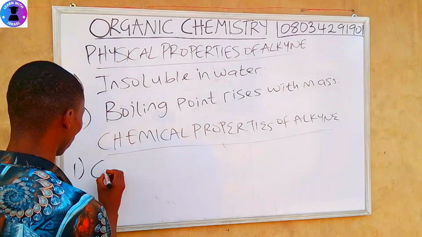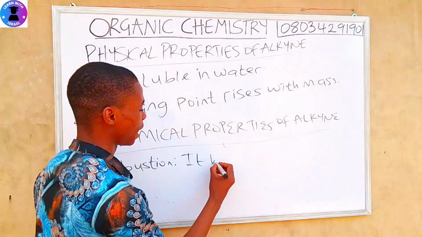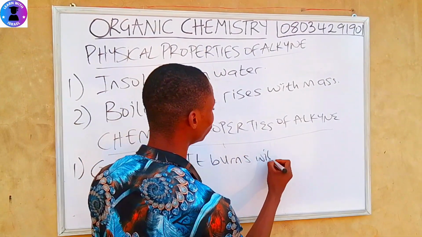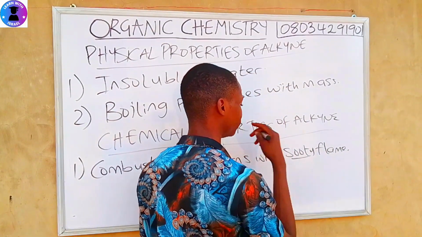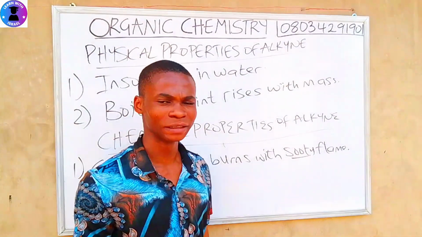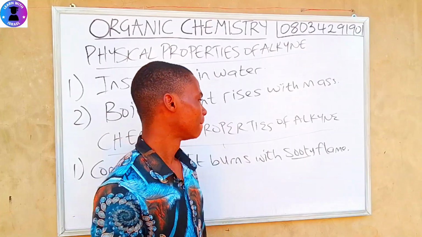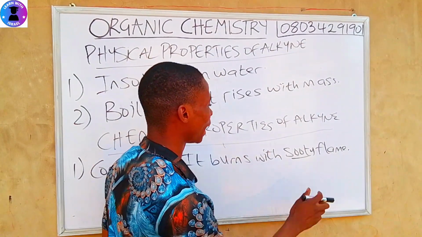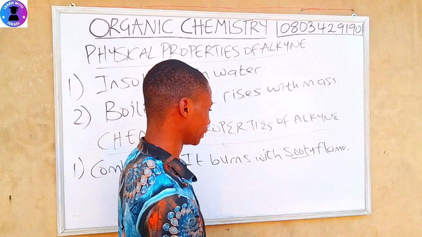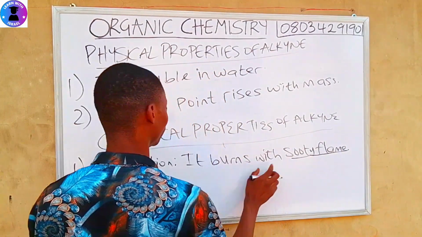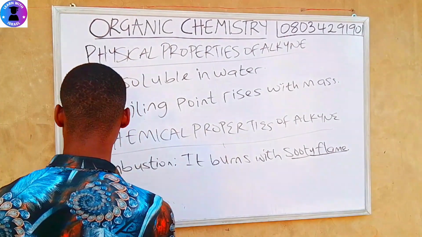The first one is combustion. Alkyne burns with sooty flame. I see this kind of question when practicing during my exam, that alkyne burns with dash. Sooty flame is also part of the option, so don't forget to note all these concepts. Alkene burns with sooty flame, so combustion occurs in alkene and alkyne, don't forget.